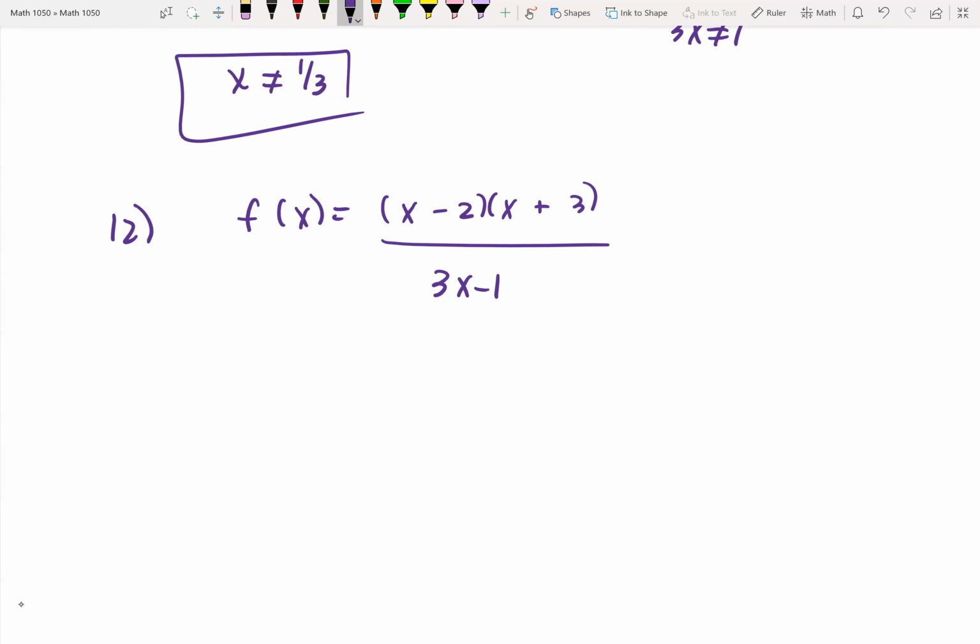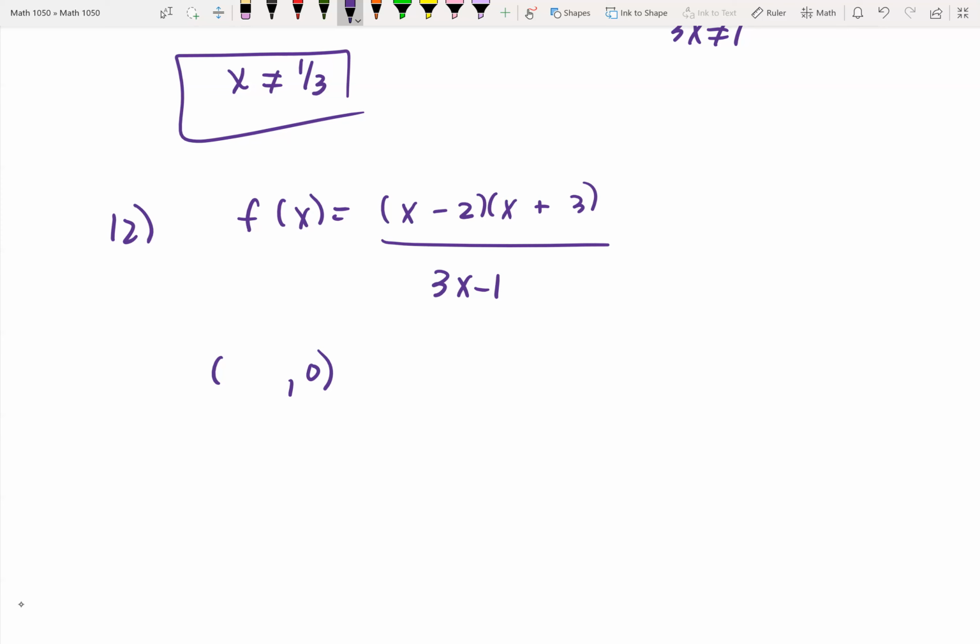So question 12, find the x-intercepts. Guys, make sure you write these as ordered pairs. And remember the other variable, which is the y, is the 0. So to find the x-intercept, I let y be a 0, which is the same as letting the top be a 0.